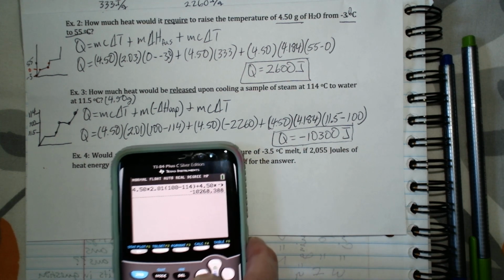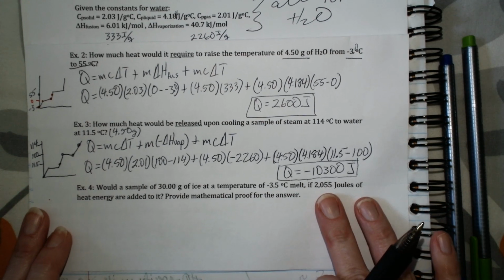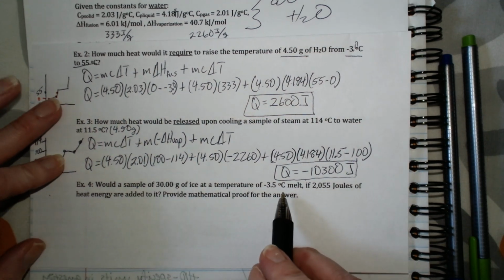Okay, all right. And now the last question is quite challenging. It's kind of fun though too. So it says, would a sample of 30.0 grams of ice at a temperature of negative 3.5 degrees Celsius melt if 2,055 joules of heat energy are added to it? And you need to provide mathematical proof for your answer. Okay, so we just need it to melt, right?